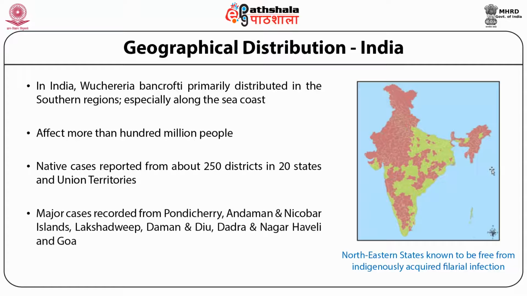Major cases have been recorded from Pondicherry, Andaman and Nicobar Islands, Lakshadweep, Daman and Diu, Dadra and Nagar Haveli, and Goa. However, on the other hand, northeastern states are known to be completely free from indigenously acquired filarial infection.